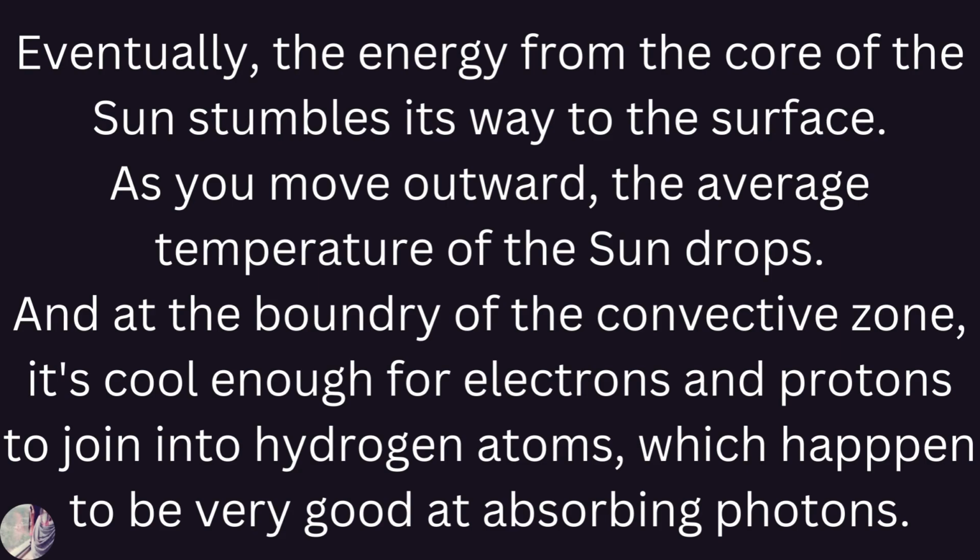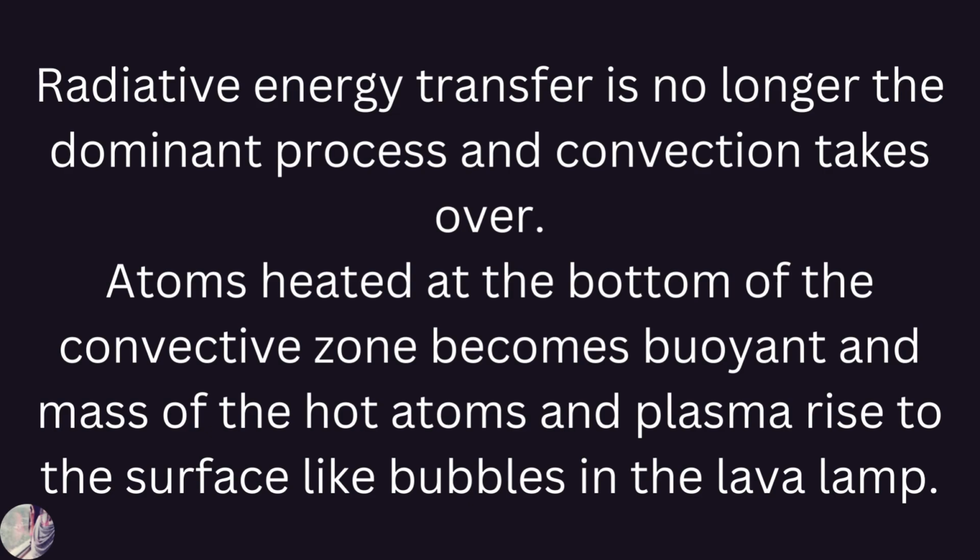As you move outward, the average temperature of the sun drops. At the boundary of the convective zone, it's cool enough for electrons and protons to join into hydrogen atoms, which happen to be very good at absorbing photons. Radiative energy transfer is no longer the dominant process and convection takes over.